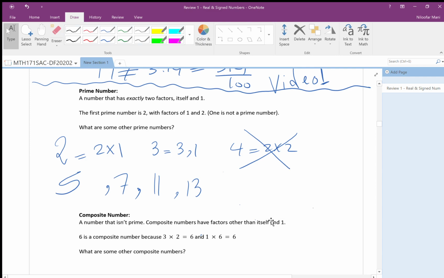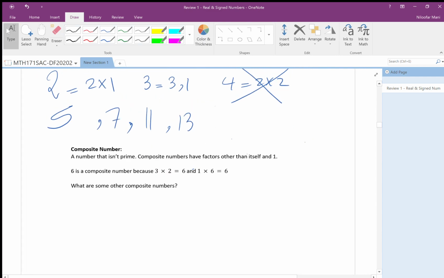Here, composite numbers. Composite numbers are numbers that are not prime, when I can break them into different numbers rather than just 1 and itself. For example, 4, because I can break that into 2 times 2. I can do 6, 2 times 3. I can do 8, 2 to the power 3. So not just 8 times 1. 8 times 1 is 8, I know, but I have other choices. So they are composite numbers.